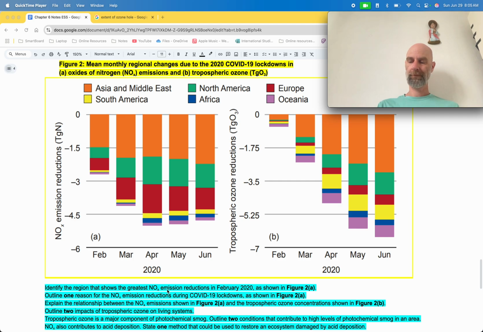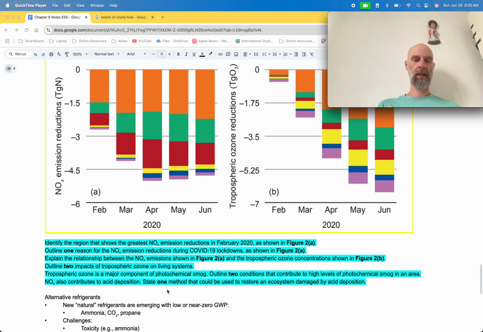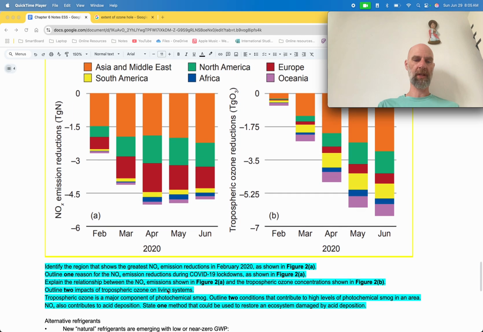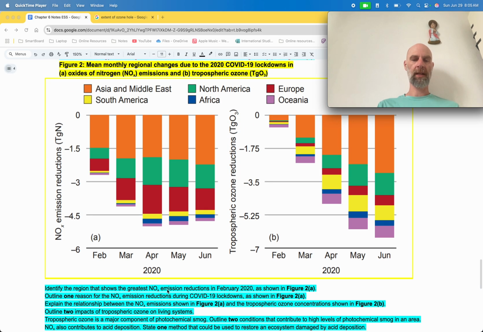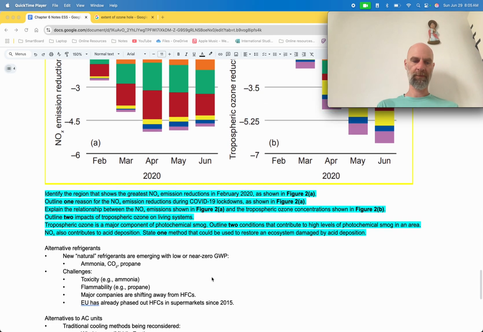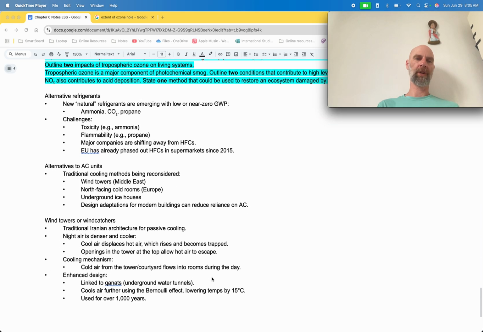All right. Nitric oxide also contributes to acid deposition. State one method that could be used to restore an ecosystem damaged by acid deposition. So with this, liming of lakes, you could go after reforestation, planting acid resistant plants to bind soil and stuff. Yeah, those would be some good ones. So, alternative refrigerants.